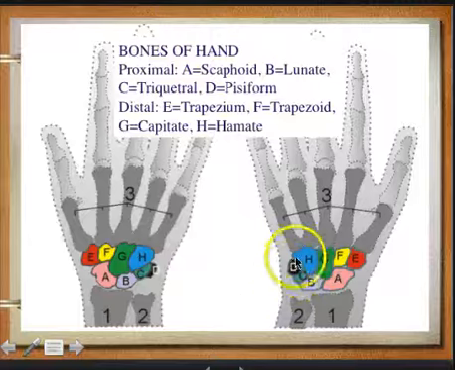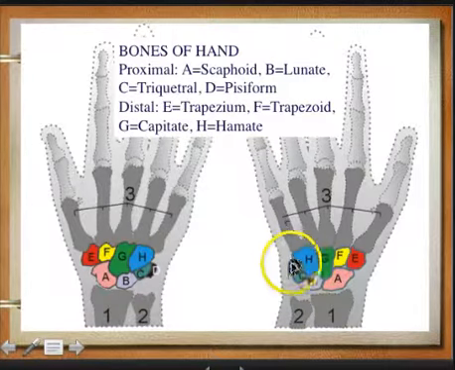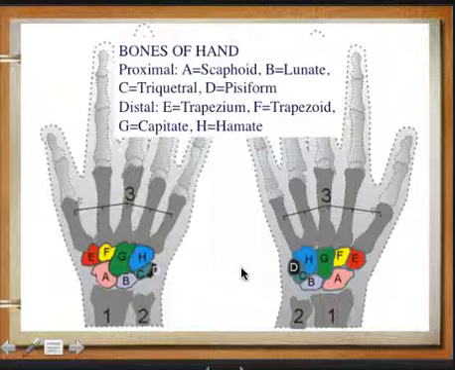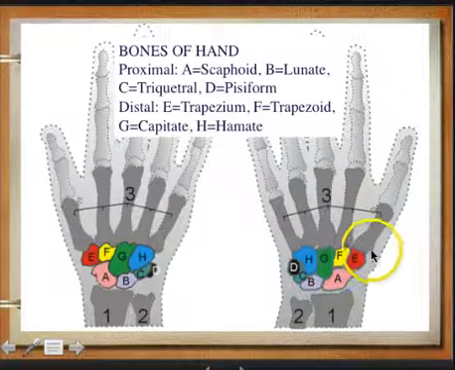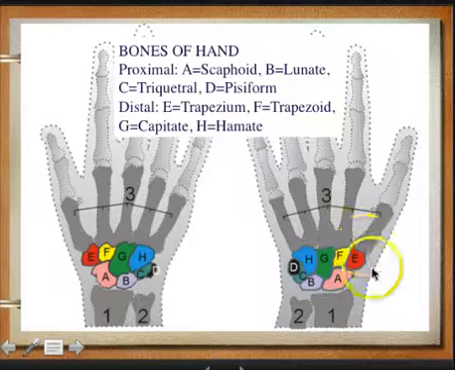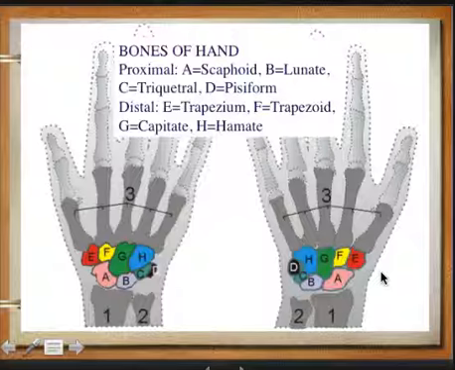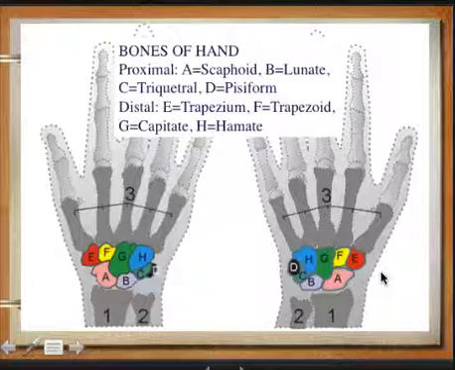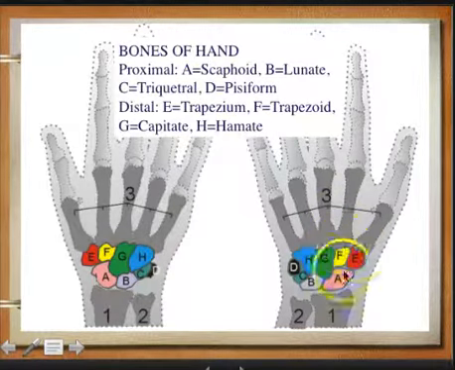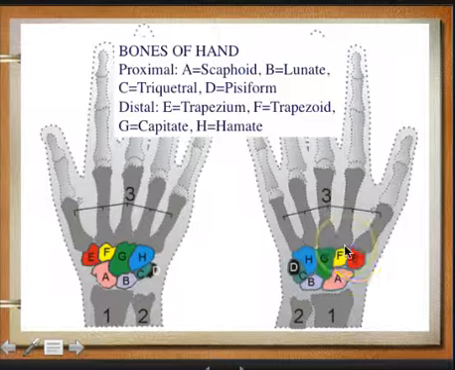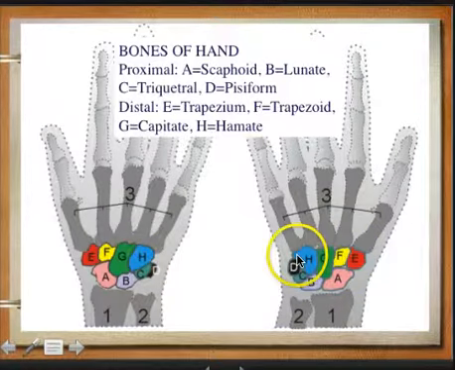If you look, the pisiform D is pretty tiny. It derives from the Latin pisum, which means pea. Starting again by digit number 1, we have E, which is a trapezium. This derives from the Greek word trapezon, which means irregular quadrilateral. Literally, it means a little table. F is a trapezoid. It is the smallest bone in the distal row.